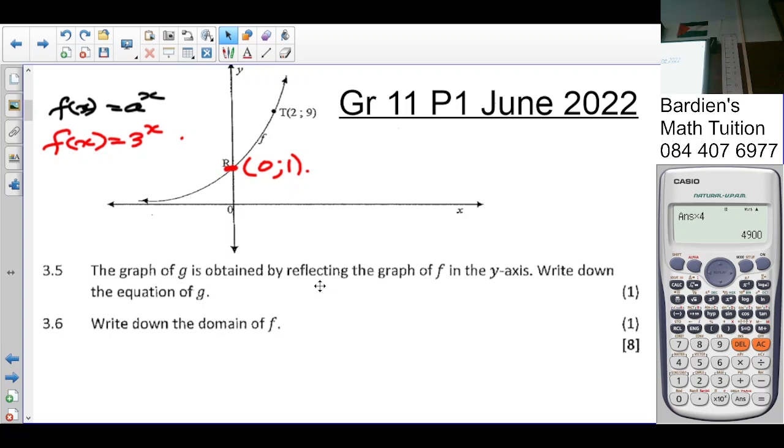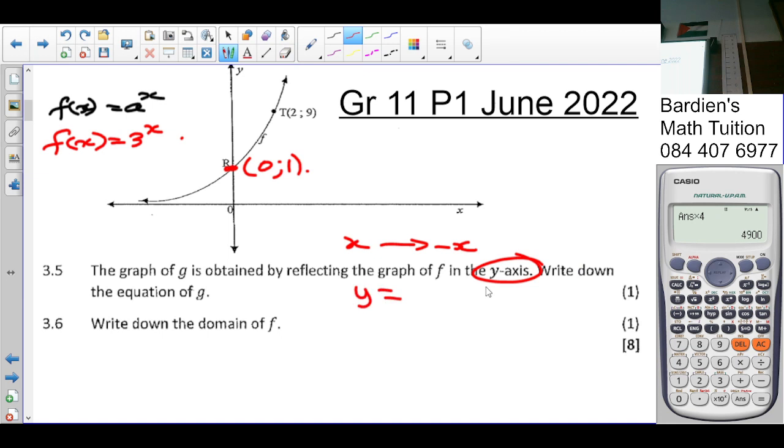The graph of g is obtained by reflecting the graph of f in the y-axis. If something is reflected in the y-axis, what do we know? x becomes negative. So y is equal to the graph of g, so it's actually a g of x graph. The x becomes negative, so it's 3 to the negative x, or (1/3) raised to x.